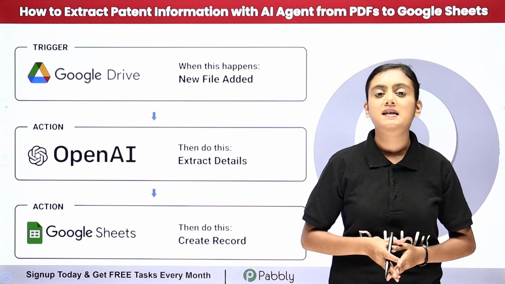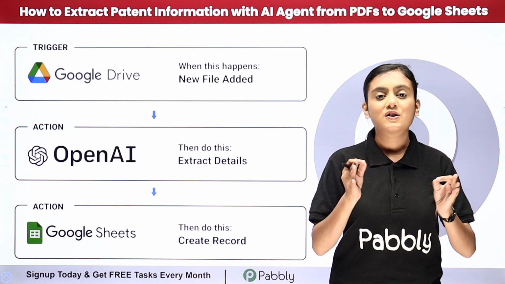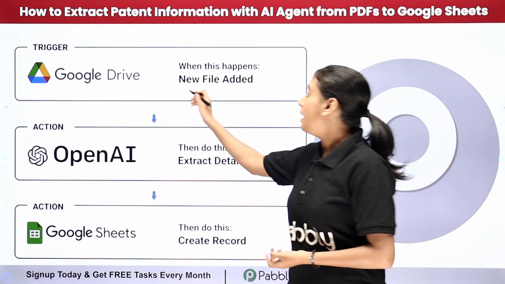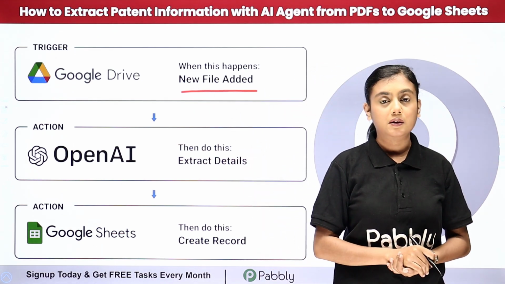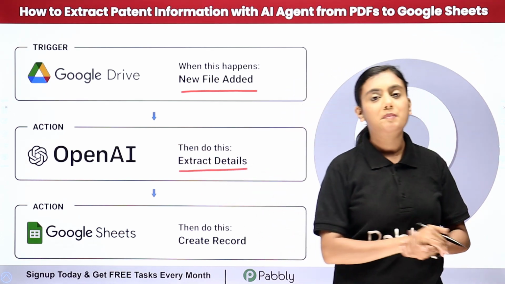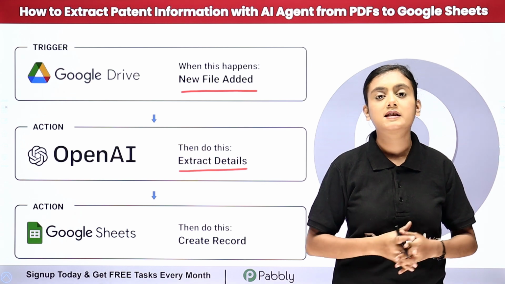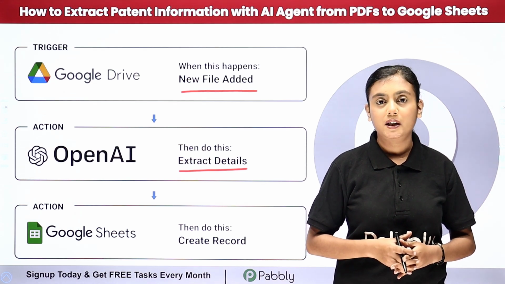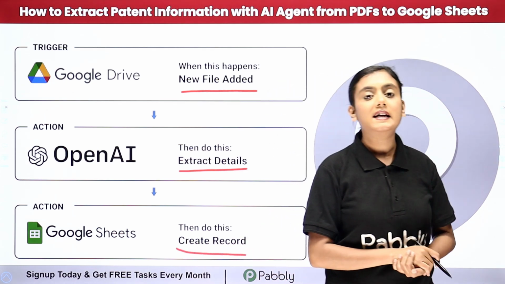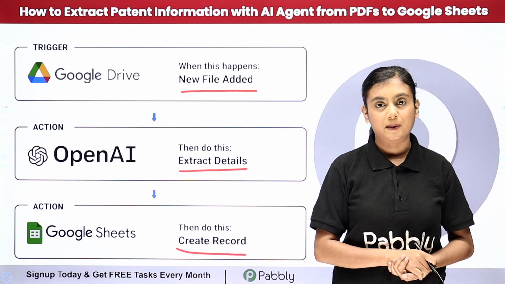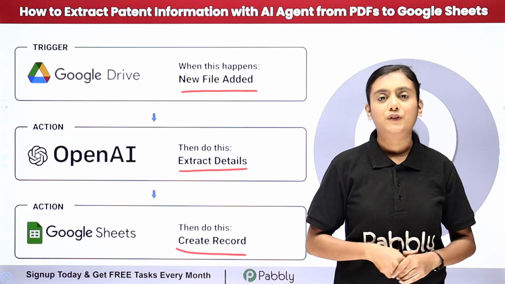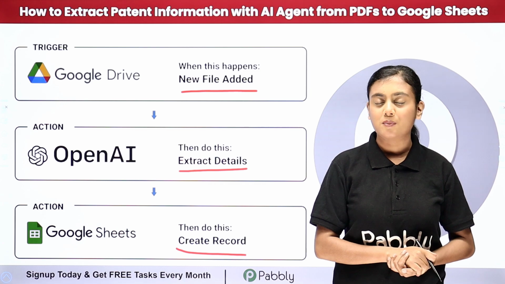So for this process I have created an AI agent. So how this AI agent works is that as soon as I'm going to upload a new file in my Google Drive folder, automatically an AI agent is going to extract the details like the patent number and all the other details from the document that we have uploaded, and then the record of the details is going to be automatically created in my Google Sheets as well. So if you want to learn how to create this AI agent for yourself, for your business, then let me take you to my screen.